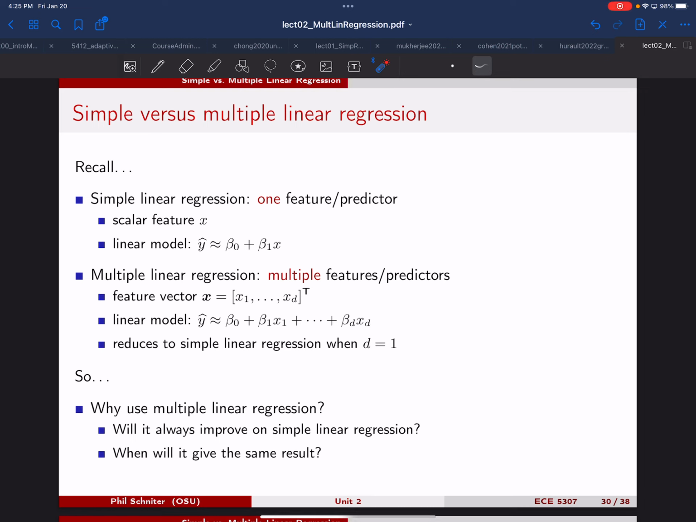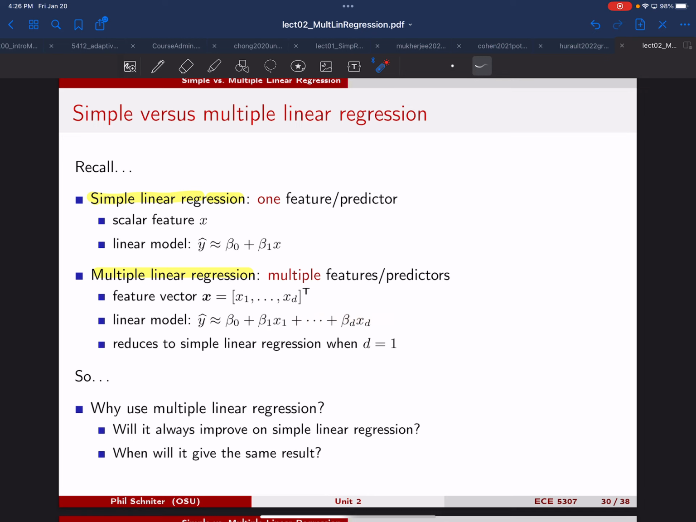So just to put things in perspective, in Unit 1, we worked on simple linear regression. And in that case, there was one feature or predictor that was a scalar. And so our model was like this. And in this unit, we did multiple linear regression. So now we have multiple features or predictors. We have a more complicated linear model, although it's still linear. And these two become equivalent in the case that D is 1, in which case all this stuff goes away.